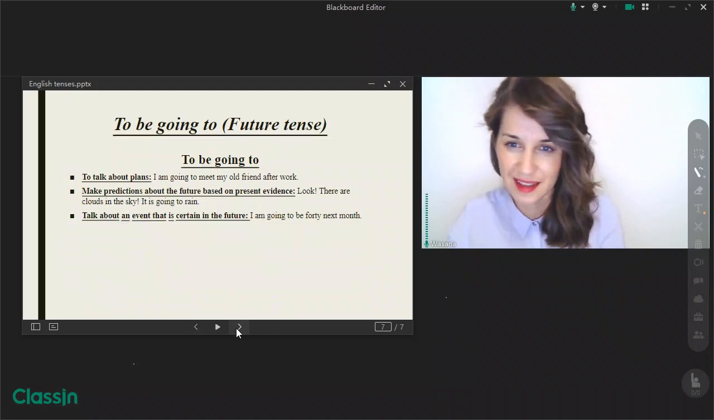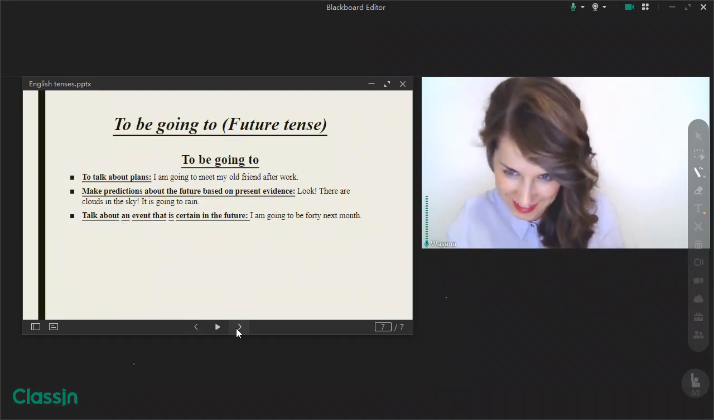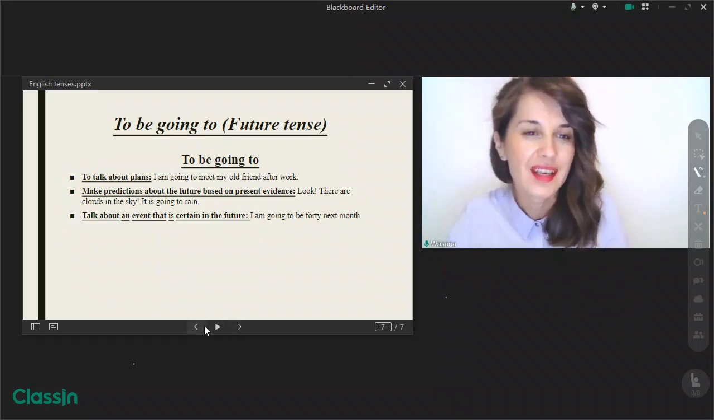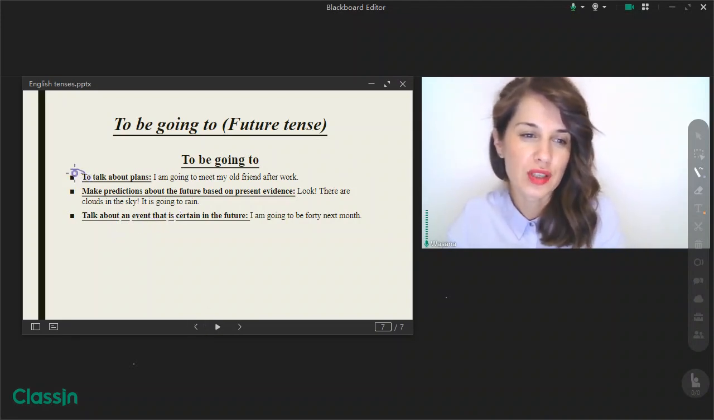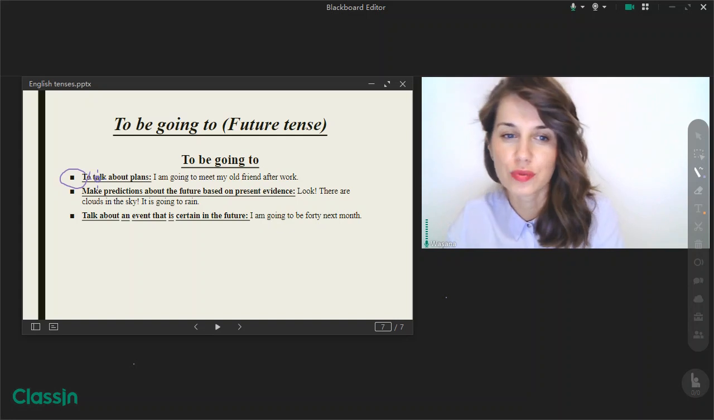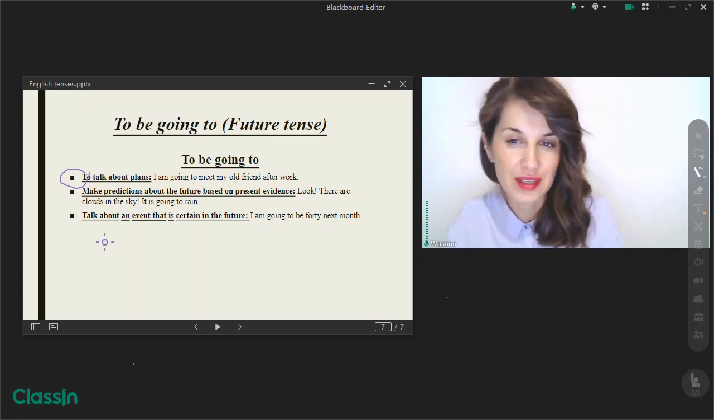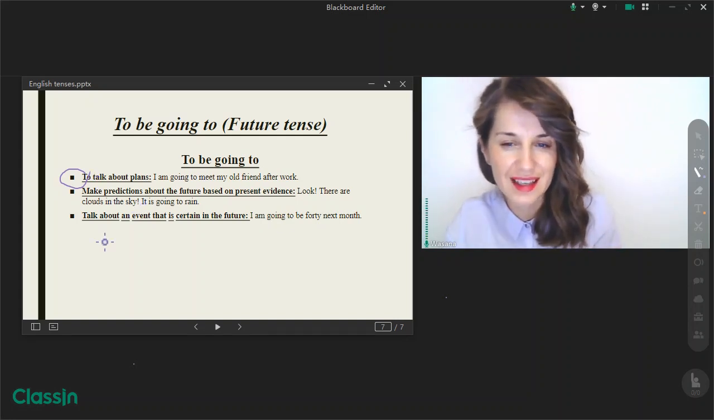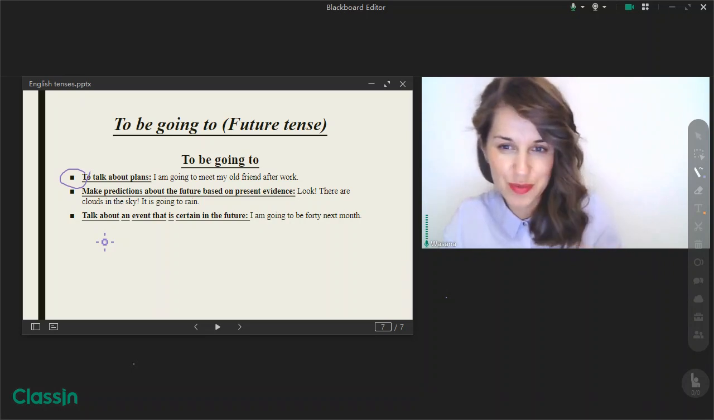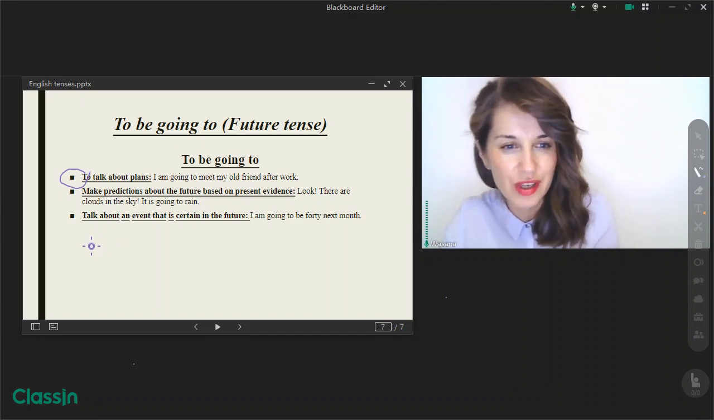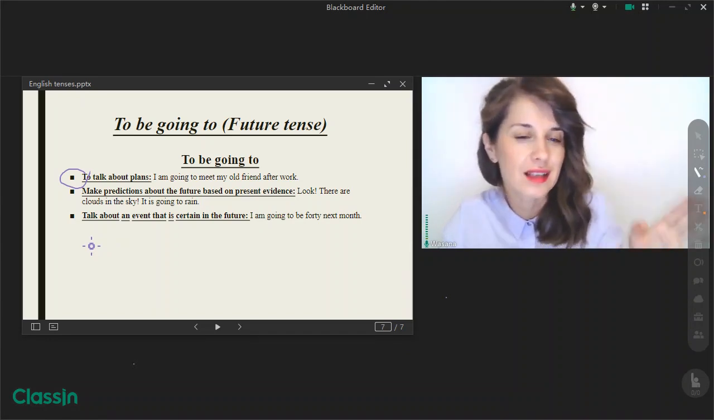And let's see the last but not least, the to be going to future tense. To be going to, we use to talk about plans. I'm going to meet my old friend after work. With to be going to, we are less specific, less precise. When we use present continuous, it's a very carefully planned arrangement. But with to be going to, it's planned, but let's say less specific.